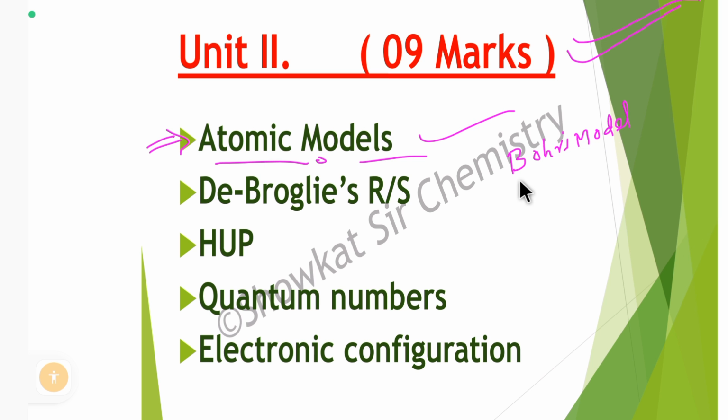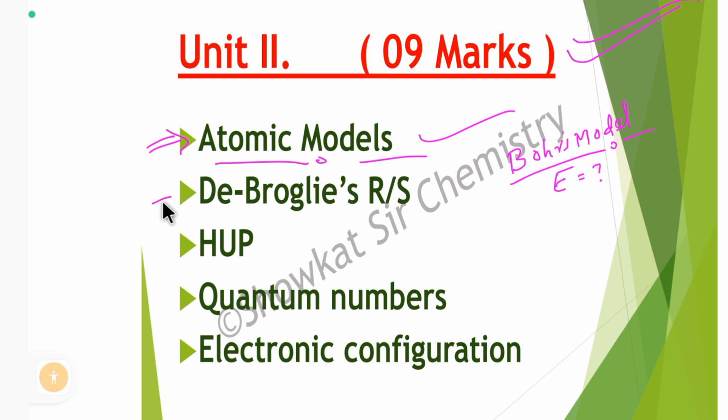Here you should be able to calculate the radius of an orbit. You should be able to calculate the velocity. You should be able to calculate the angular momentum, right? MVR, right? So you should be able to calculate the energy. That's very important, energy of an electron in any shell. So atomic models, they are very important.